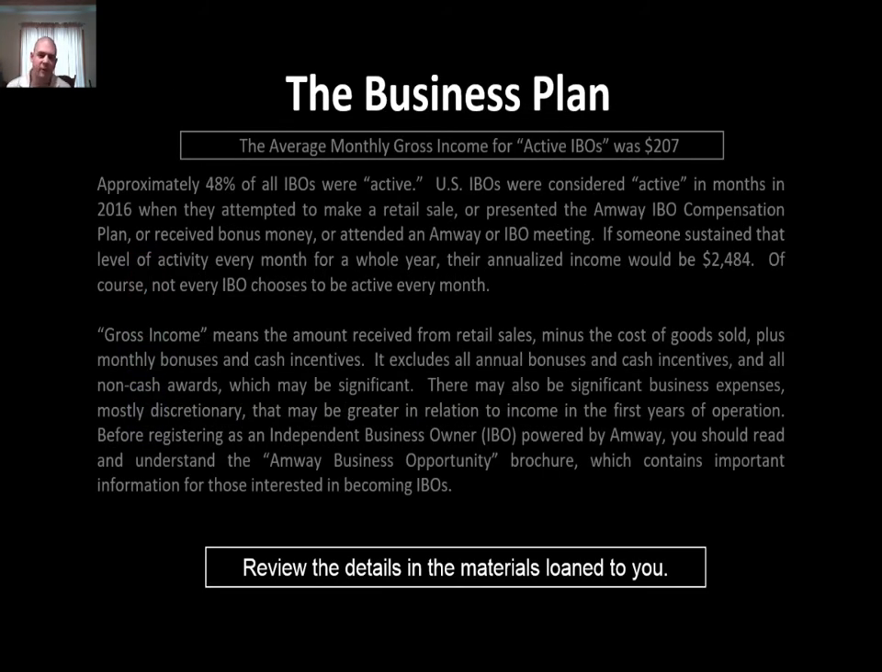this slide is just a disclaimer. It talks about the average monthly gross income for active IBOs at the close of 2016, which was $207. That is just an average. There's no guarantee that you will fall into that bracket. You might make less than that money. You could make substantially more than that amount. It really just goes back to that time, effort, and money we talked about before.